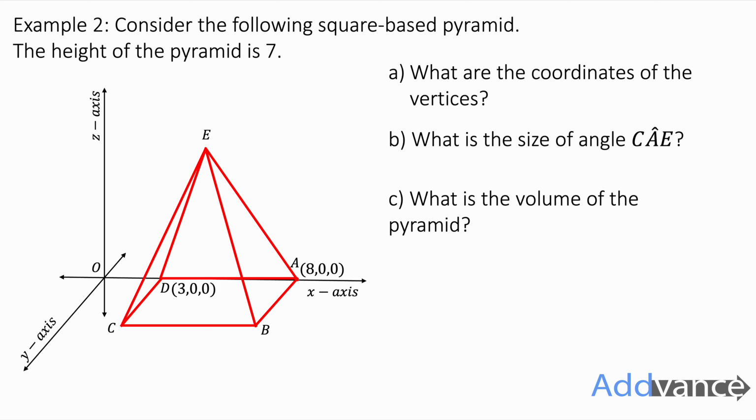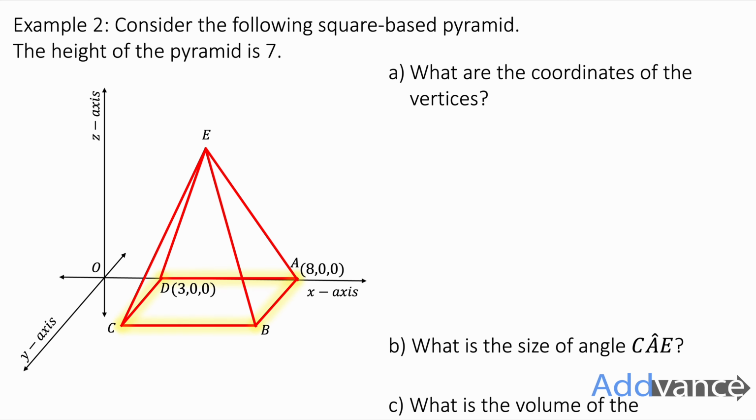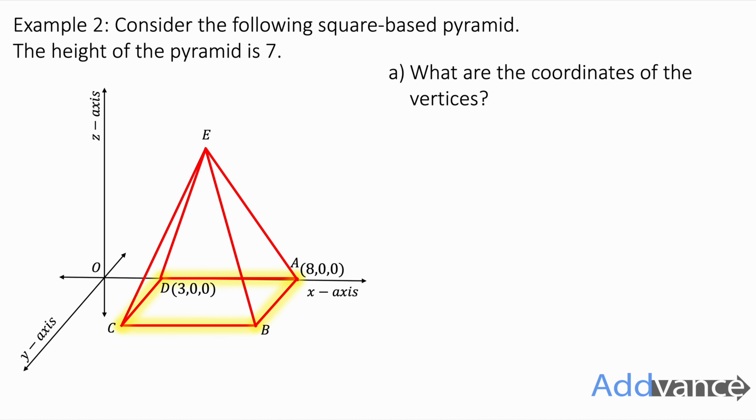Okay, let's start with part A, and we're going to try and find the vertices. We know this is a square-based pyramid, so we can use the fact that all sides of a square are equal in length to know that that is 5, therefore all other lengths are 5.